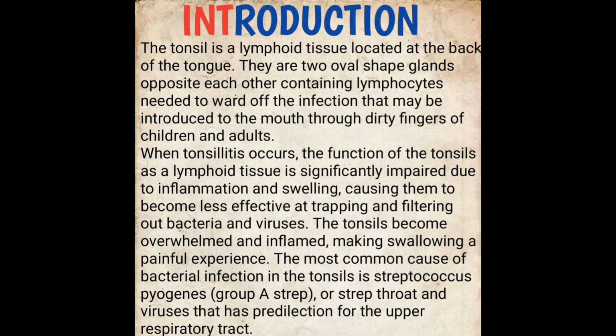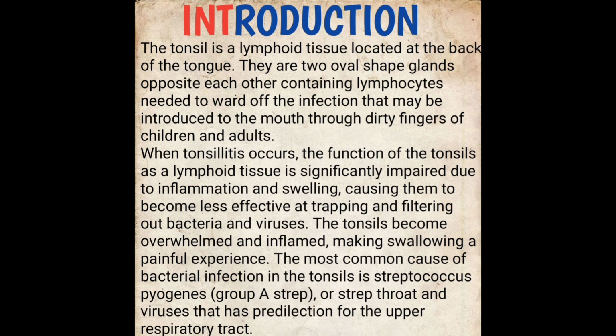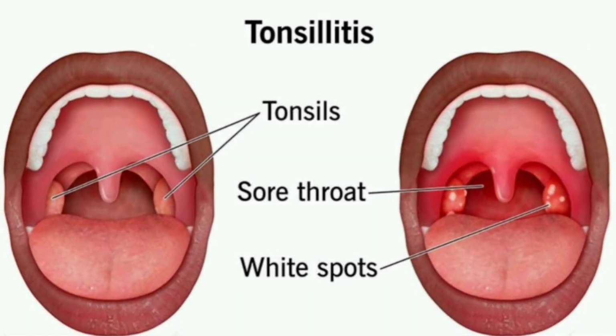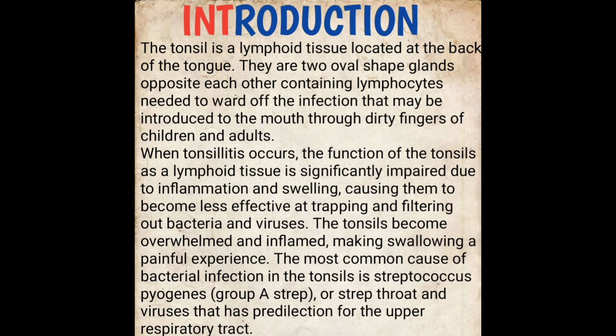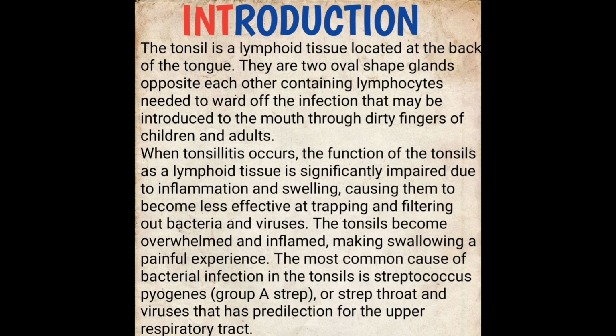The introduction. The tonsil is a lymphoid tissue located at the back of the tongue, as shown in that picture. There are two oval-shaped glands opposite each other, containing lymphocytes needed to ward off infection that may be introduced to the mouth through dirty fingers of children and adults. When tonsillitis occurs, as you've seen, the function of the tonsil as a lymphoid tissue is significantly impaired due to inflammation, the swelling, causing them to become less effective at trapping and filtering out bacteria and viruses. The tonsils become overwhelmed and inflamed, making swallowing a very painful experience.